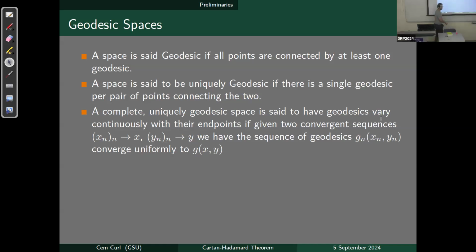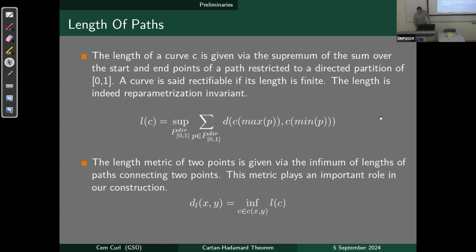A space is uniquely geodesic if there is only one geodesic between 2 points, and geodesics are said to vary continuously with their endpoints if, given 2 convergent sequences xn and yn, the geodesics between xn and yn, this notation meaning the singleton geodesic between the two, converge uniformly to this singleton, which is the unique geodesic between x and y, the limits of these sequences. So basically, around sequences, things converge.